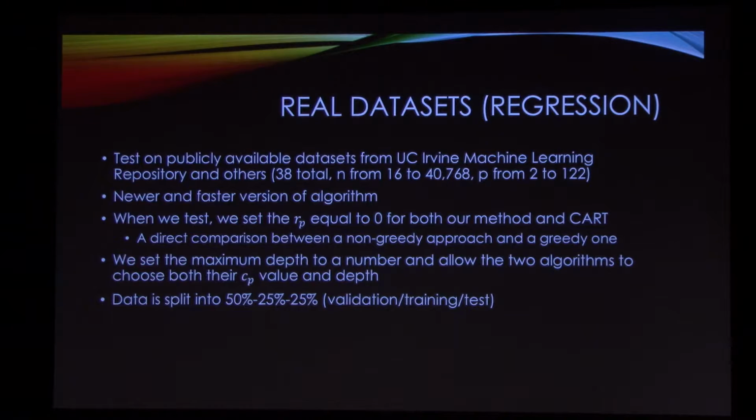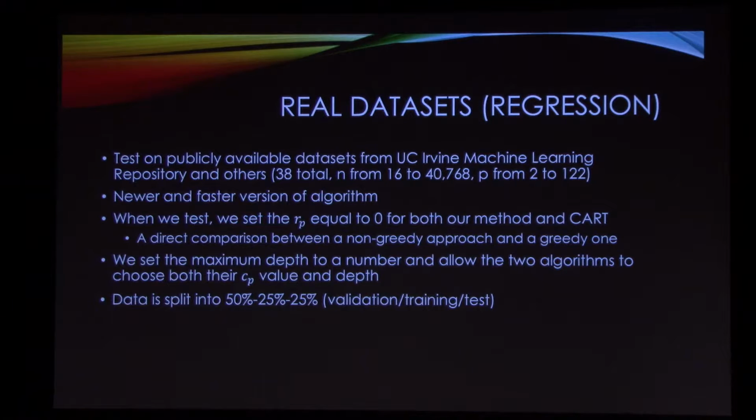We then looked at some real data sets. Again, this is looking at a regression problem. So we looked at roughly 38 total data sets from some online repositories. They were very nice. The number of training points ranged from 16,000 to 41,000. The number of features ranged from 2 to 122. So we had a lot of different things to look at.